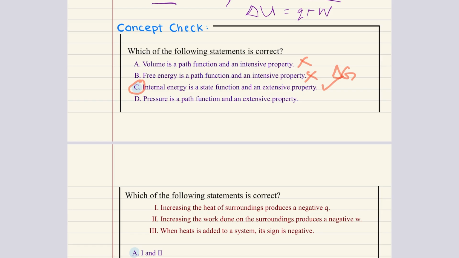D says that pressure is a path function and an extensive property. This is incorrect on both counts. Pressure is an intensive property, and it's also a state function, not a path function. So the correct answer here is C.